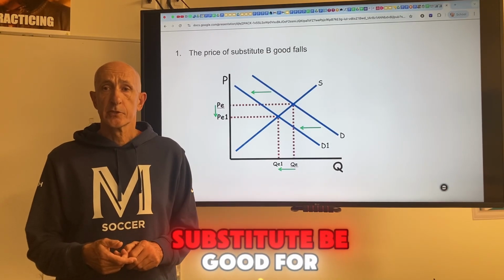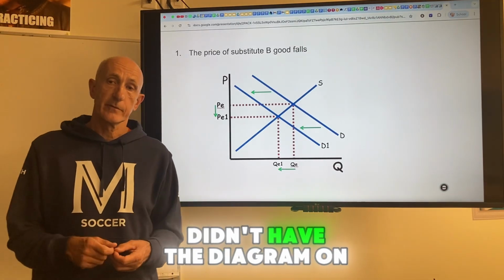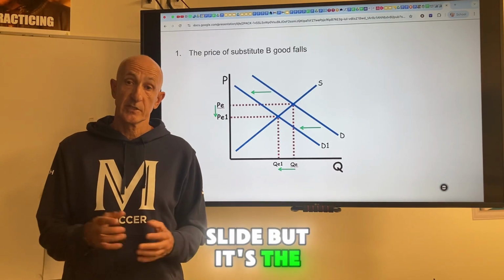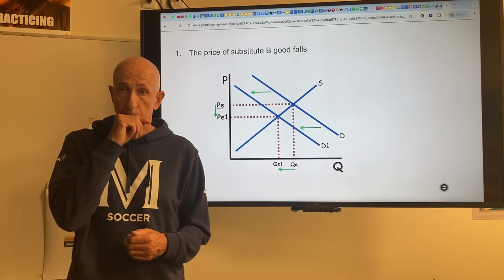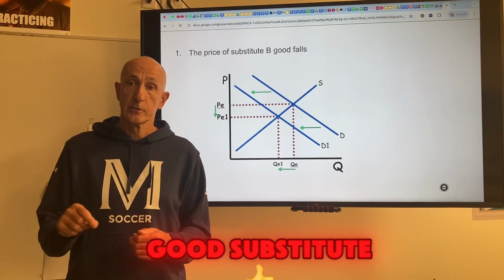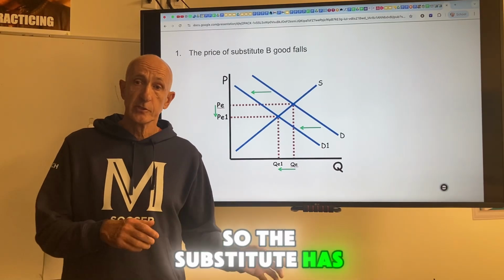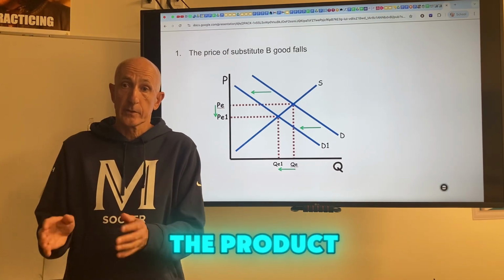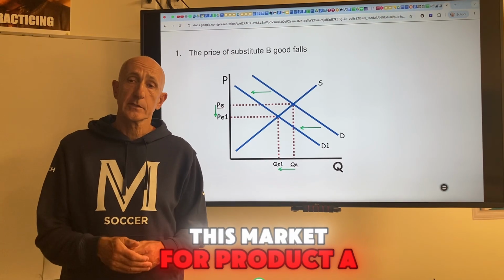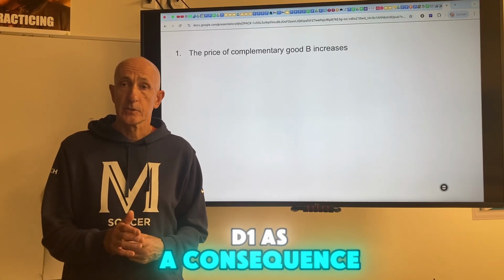The price of substitute good B falls, so this is the same as the previous diagram. Sorry, we didn't have the diagram on the previous slide, but it's the same as this one. Demand will shift to the left. So the price of substitute good is one that you can buy instead of this one. So the substitute has become cheaper, and so you're going to buy less of product A, the product that we're looking at, this market for product A. The demand is going to shift from D to D1 as a consequence.